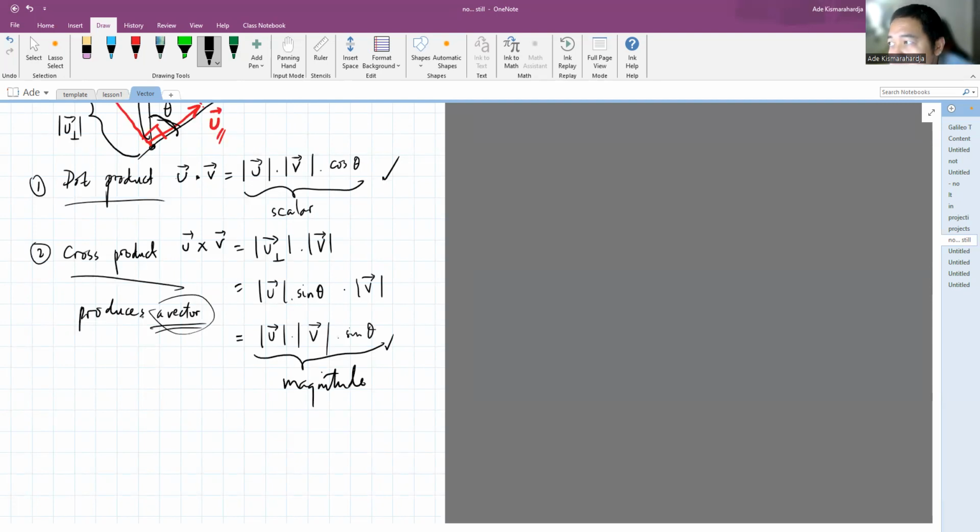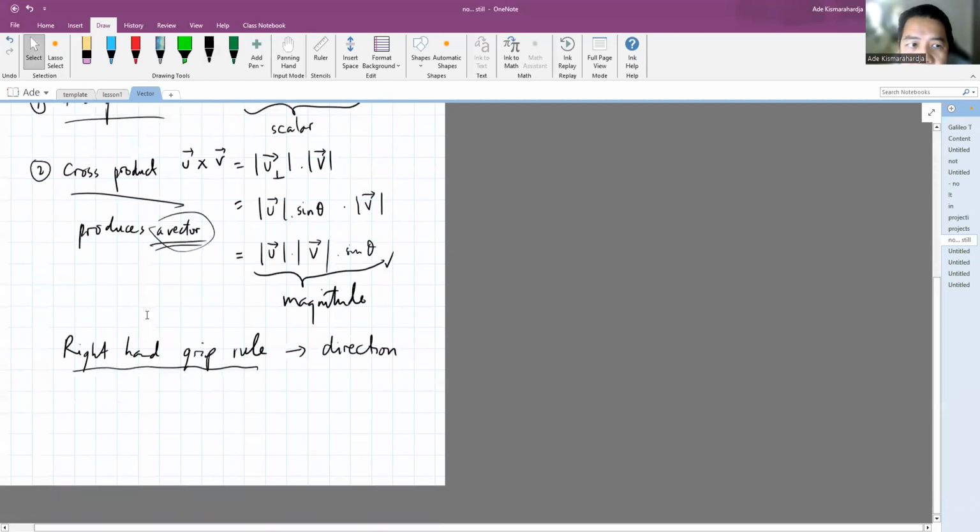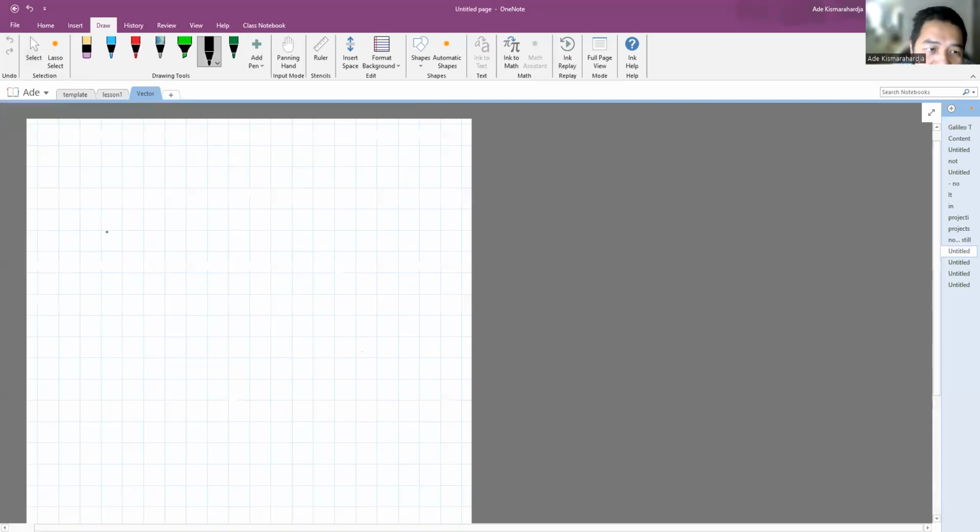Actually, there is a nice simple rule. It's called the right hand grip rule. Basically, this tells us how we can determine the direction of a cross product. So for example, when you again have these two vectors, V and U, and you want to get the direction of U cross V, right? You want to get the direction of U cross V.